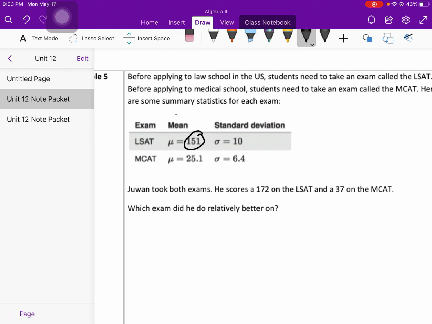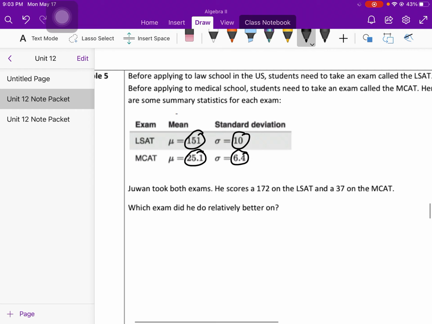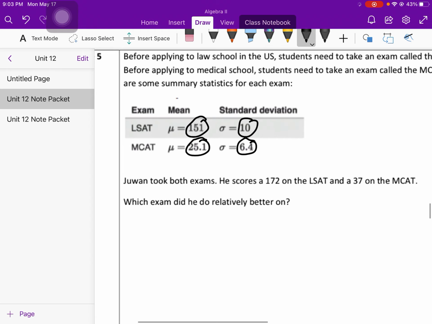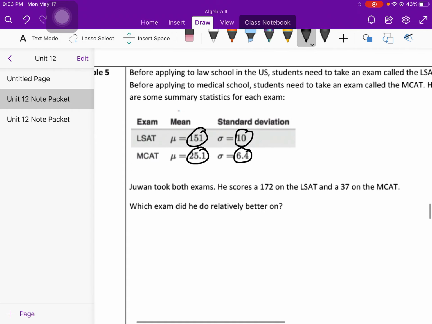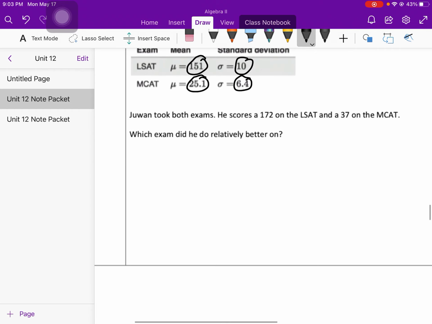Notice this number is a lot larger, and also the standard deviation is larger, so we're going to see more of a spread in the increments, whereas the MCAT is a much smaller number for the average, but relative to the size of the standard deviation, we actually would have a bigger disparity with the MCAT scores just because of how small the average is and how large the standard deviation is in comparison to that.